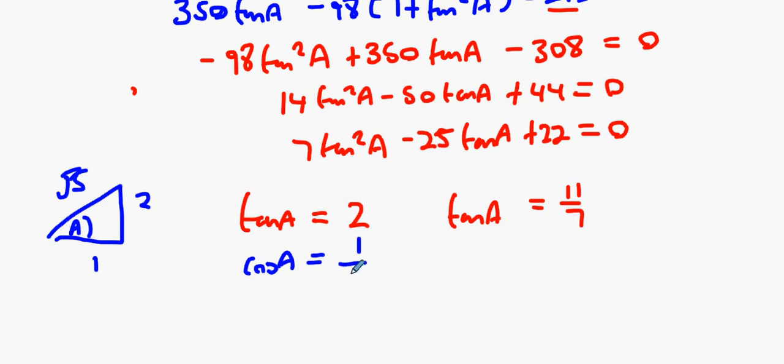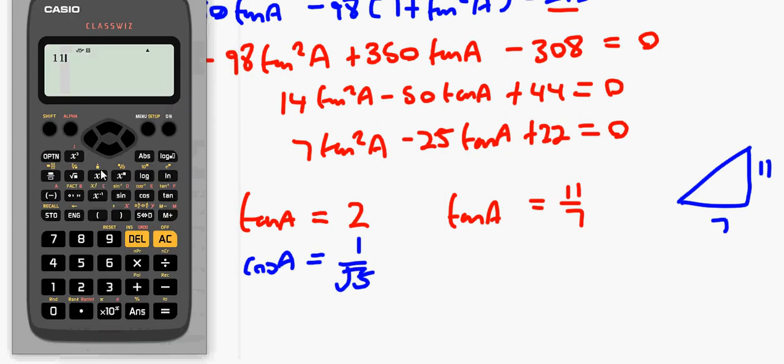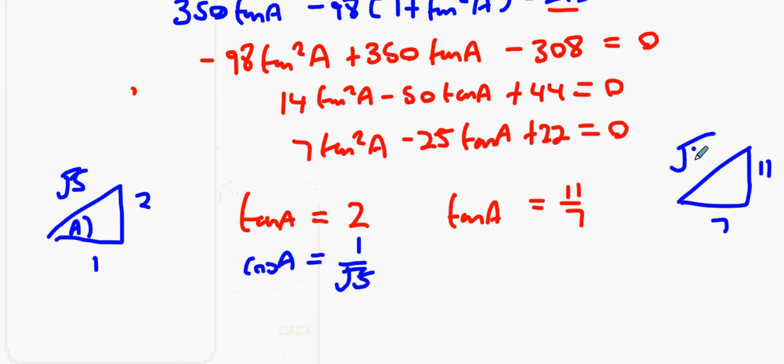1 over root 5. And for the second one, it's 11 for the opposite, 7 for the adjacent. 121 plus 49 is root 170, I think. Yeah, square root of 170. Just root 170, nothing can be done there. And this will mean cos A is 7 over root 170.